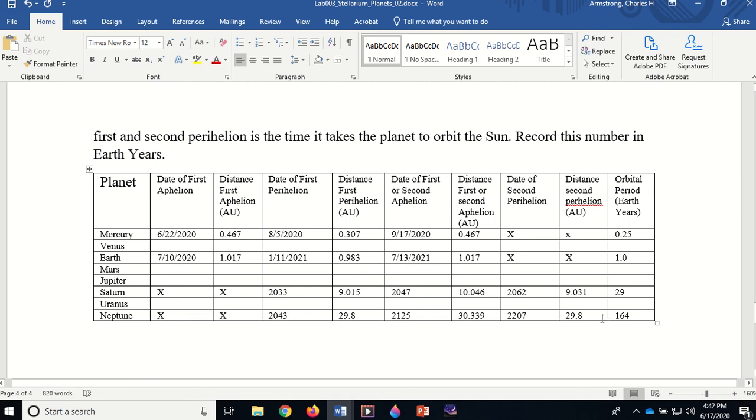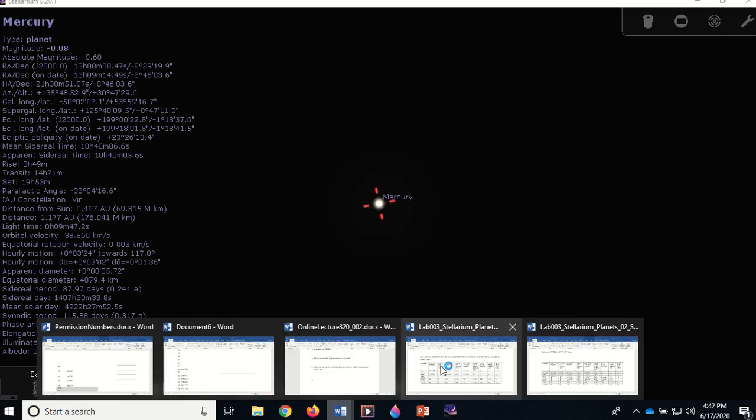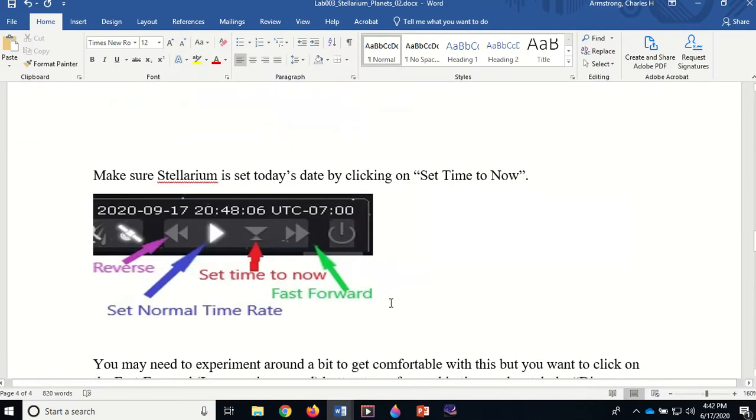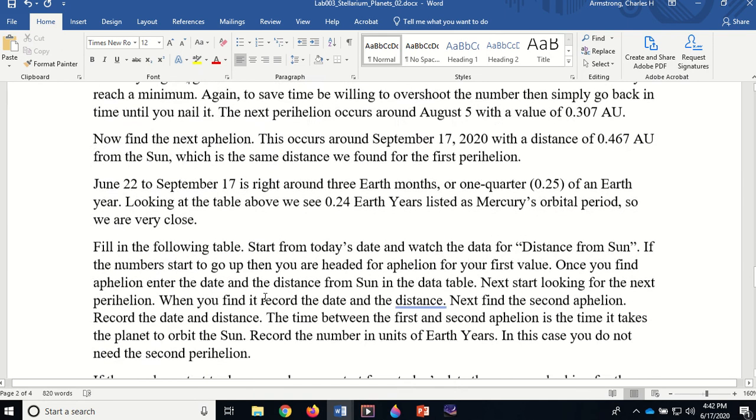So the first thing I want to do, I go to Stellarium. I'll put it back to current time. That's this guy right here. Remember, I got him up here for you. That sets it to right now. That sets normal time rate. So if you're going fast forward or reverse very fast, you set normal time rate and then current time, and that's where you want to start all of these. Okay, so we'll do Neptune.